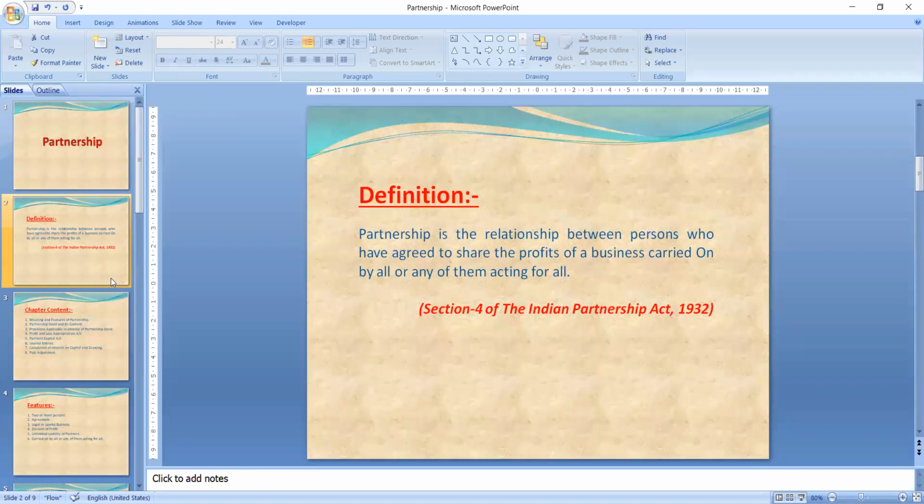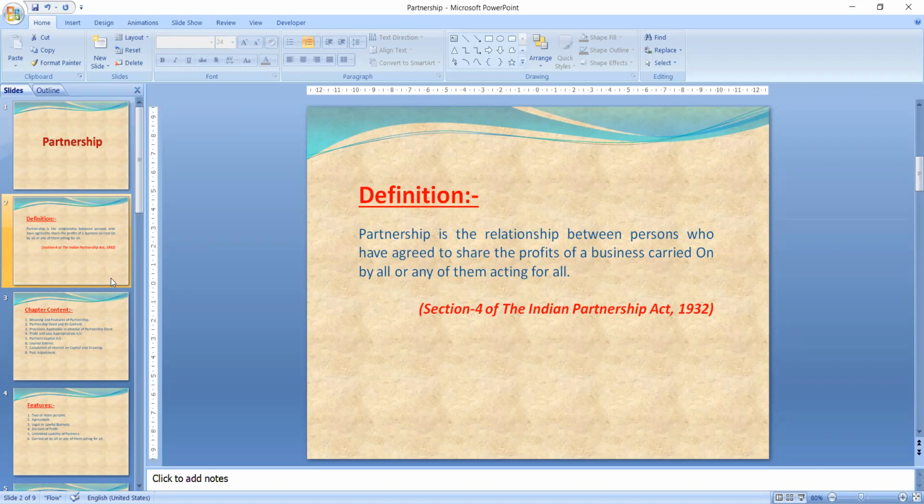The main difference is registration. And the second one is that a partnership business can have a maximum of 50 partners, but a company can have an unlimited number of shareholders, that is owners. Do you understand? Oh, yes, sir.